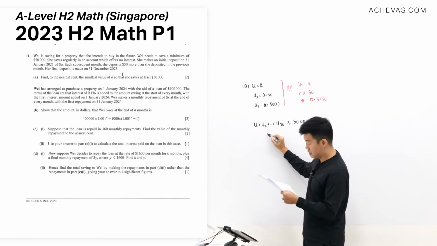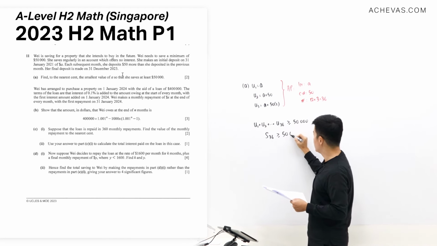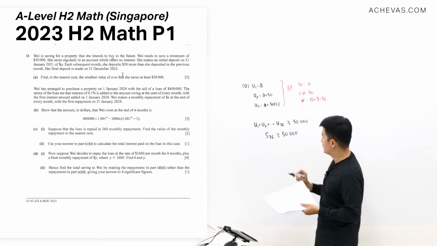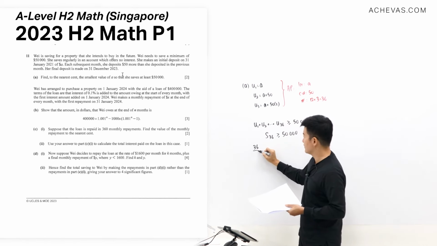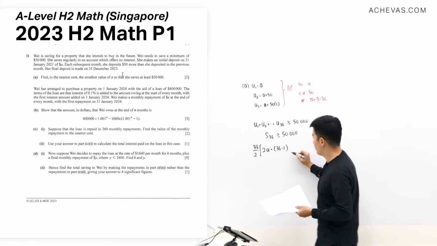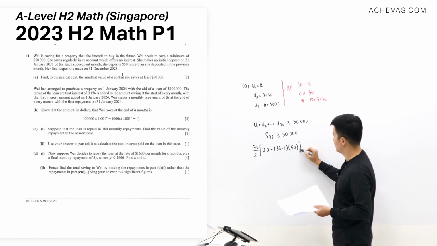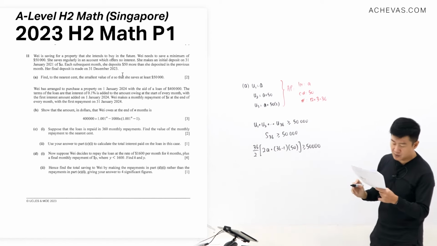Which means that we are talking about S36 for an AP to be bigger than $50,000. And applying the sum of AP formula from the first term all the way until the 36th term, it is going to be the number of terms, 36 divided by 2, then 2 times the first term, which is A, plus the number of terms minus 1 times the common difference, which is going to be 50. This will let it be bigger or equal to 50,000.